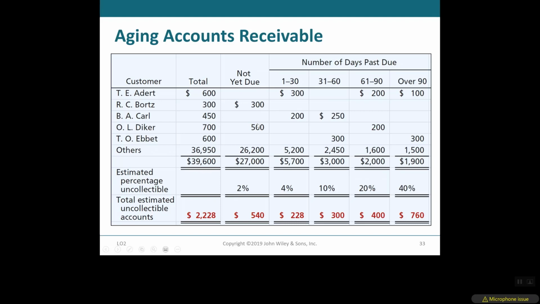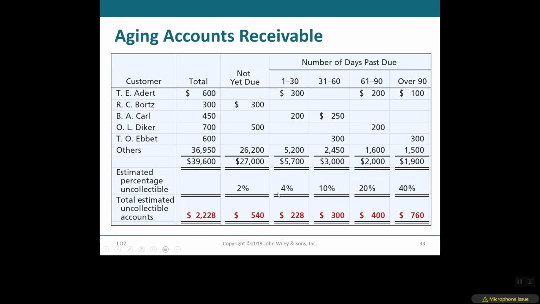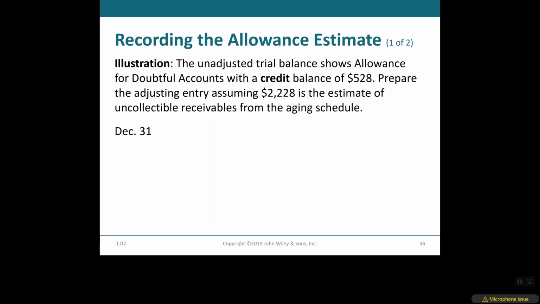And then we look for percentages. In the period that is not yet due, we're saying 2% may not be received. 4% between 1 to 30 days may not be received. Between 31 to 60 days, 10% may not be received. Between 61 to 90 days, 20% may not be received. And then over 90 days, this may not be received. Okay, and so once we do that, we have a total of 228 thousand, which is going to be our total estimated uncollectible for this particular month.